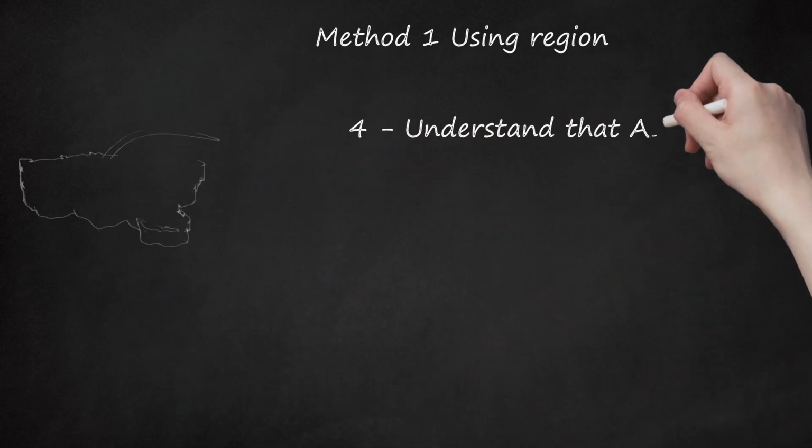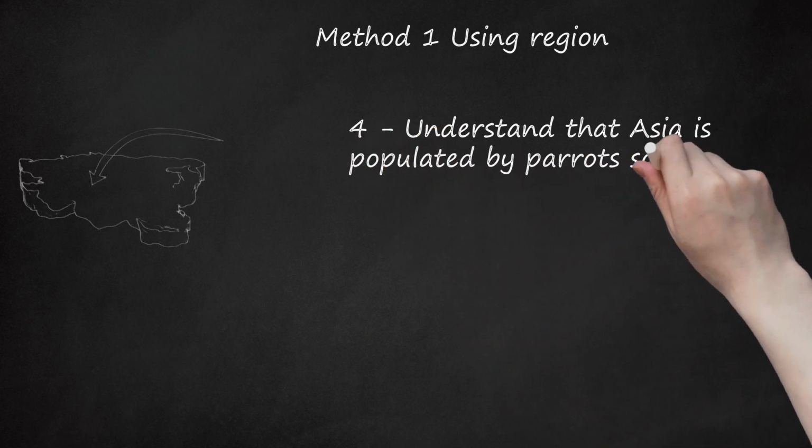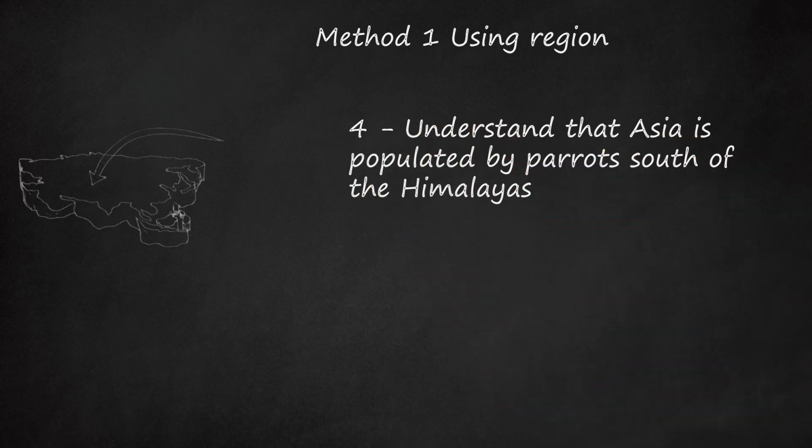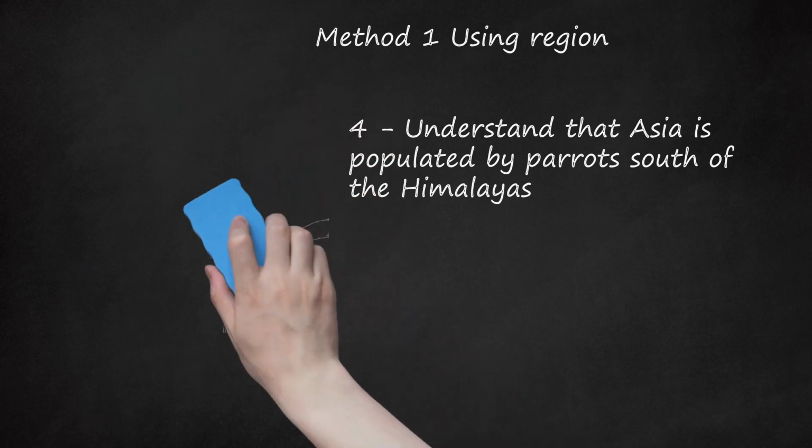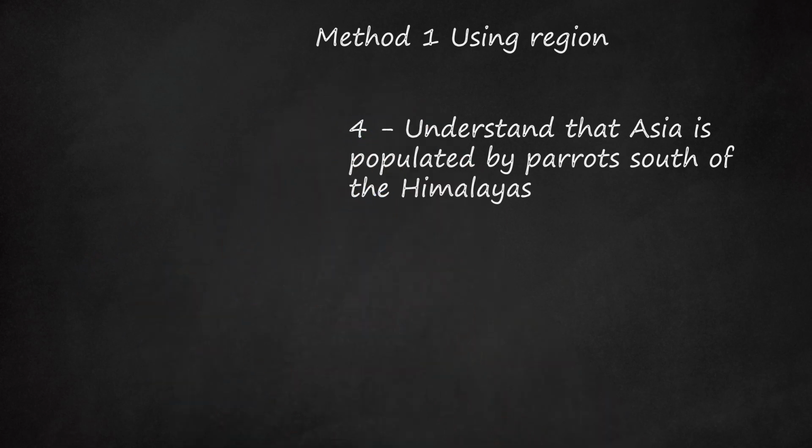4. Understand that Asia is populated by parrots south of the Himalayas. The resident species include the Psittacula parakeets and hanging parrots. The tropical regions of Indonesia and surrounding islands is home to parrots similar to those in Australia. These include lorikeets and lories, fig parrots, tiger parrots, eclectus parrots, pygmy parrots, the Geoffroyus genus, small corellas, palm cockatoos, some white cockatoo species, and some true parakeets.